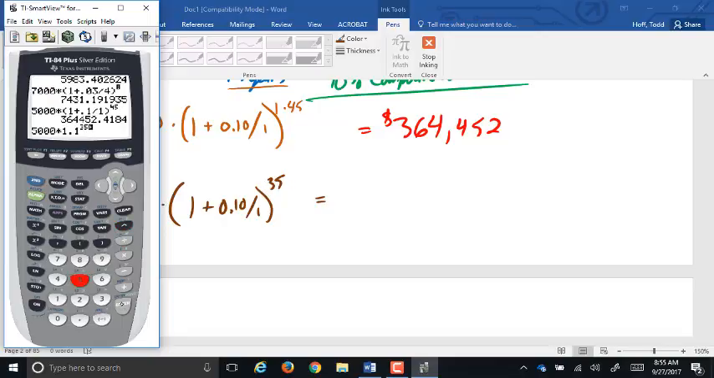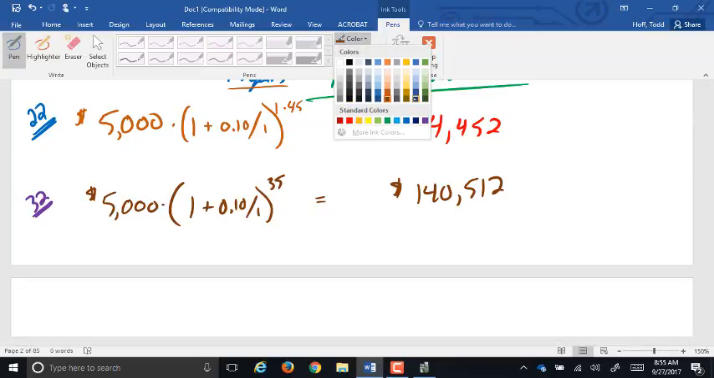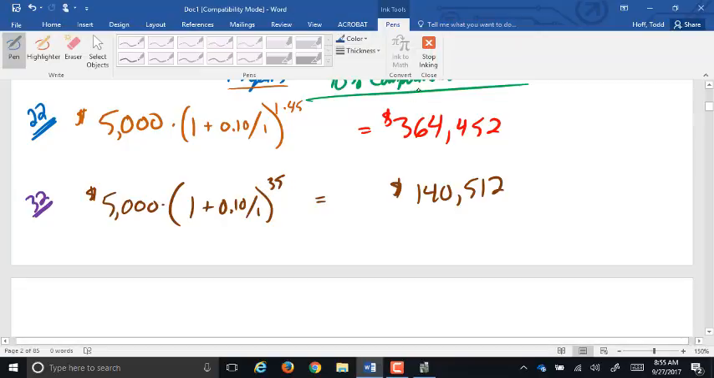Any guesses? It's a huge drop, 140,512. It drops more than half, almost down to a third of it, just by waiting that 10 years.